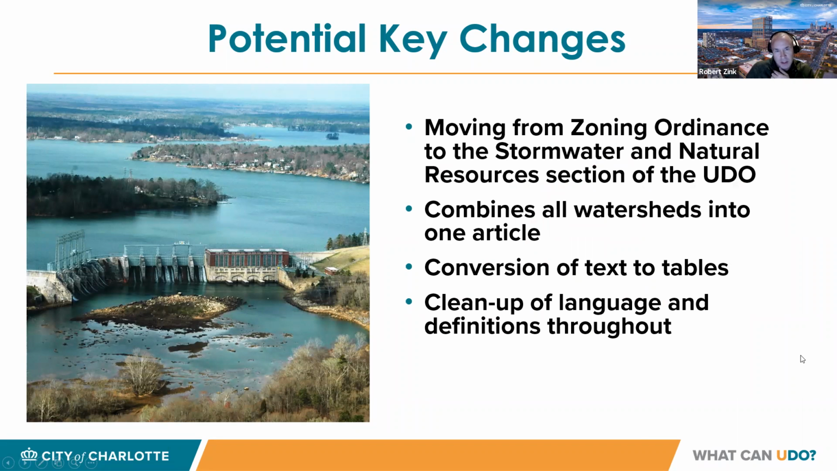So the potential key changes for this are, one, moving it from the zoning ordinance to the stormwater and natural resources section of the UDO. It will combine all the watersheds into one article. If you go to the zoning ordinance now, each of those areas are in three separate articles, and a lot of the same language is in each one. So we're combining them together. Also, to make it a little easier to read, we are converting some of the text to tables and cleaning up some of the language and definitions throughout.